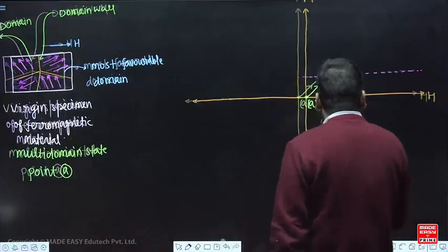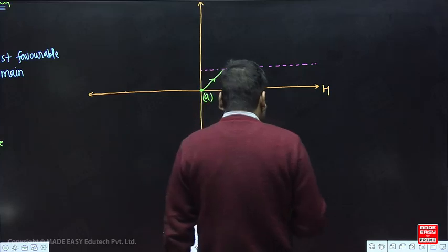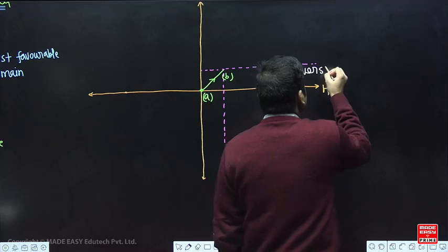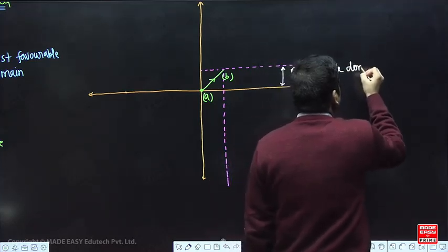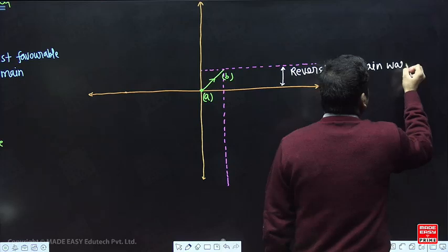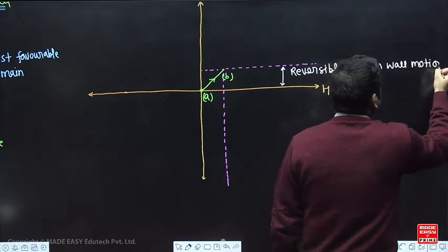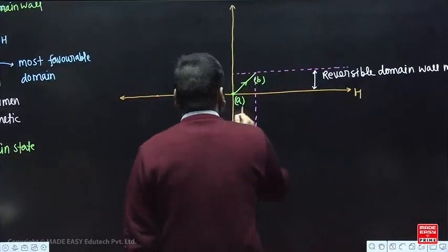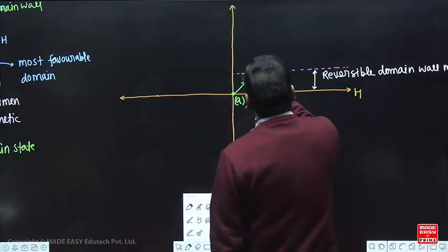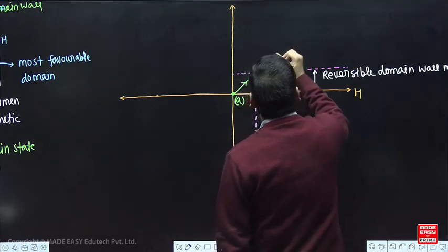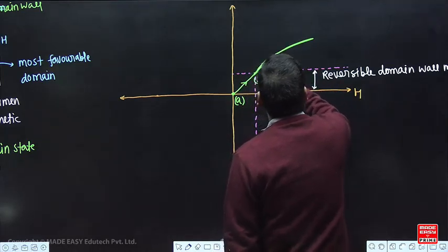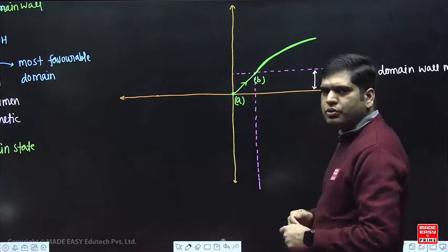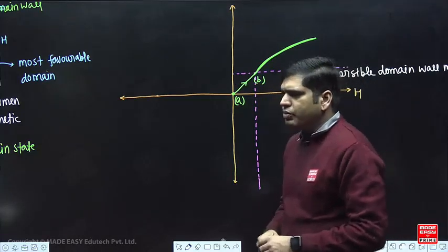So you can say that this region of the graph represents reversible domain wall motion. It is reversible domain wall motion. Now, if we keep on increasing the field beyond point B, then magnetization increases, but it becomes a non-linear curve. What is the significance of non-linear? Non-linear means even if we make the magnetic field zero, still we will get a certain non-zero value of magnetization.